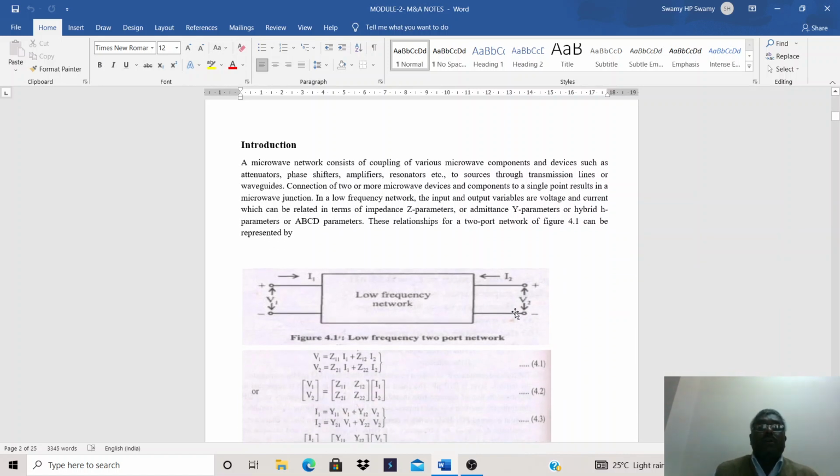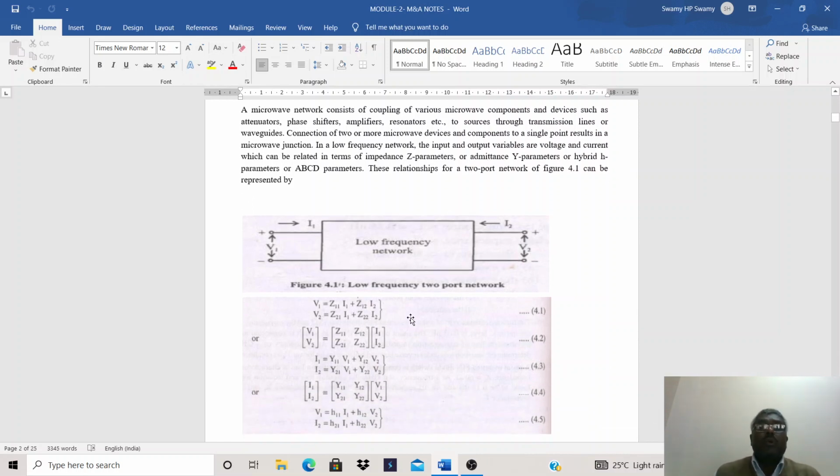You see here, this is the low frequency two-port network. This is a network where, at the input side, V1 is the input voltage and I1 is the input current, which is connected to the low frequency network. At the output side, I2 is the output current and V2 is the output voltage.